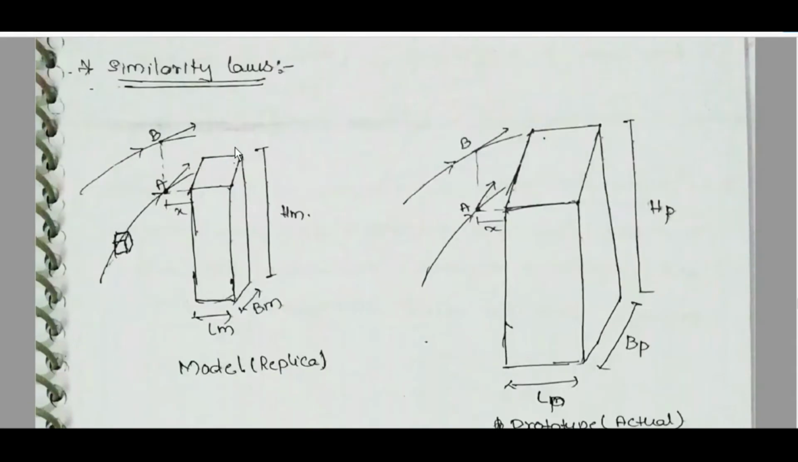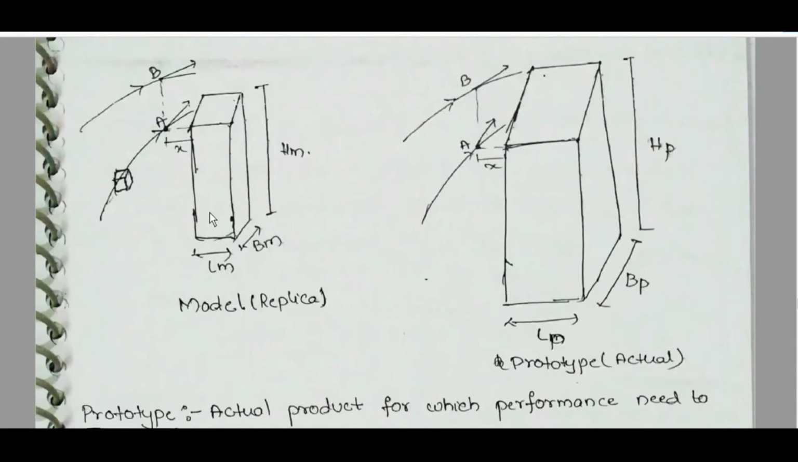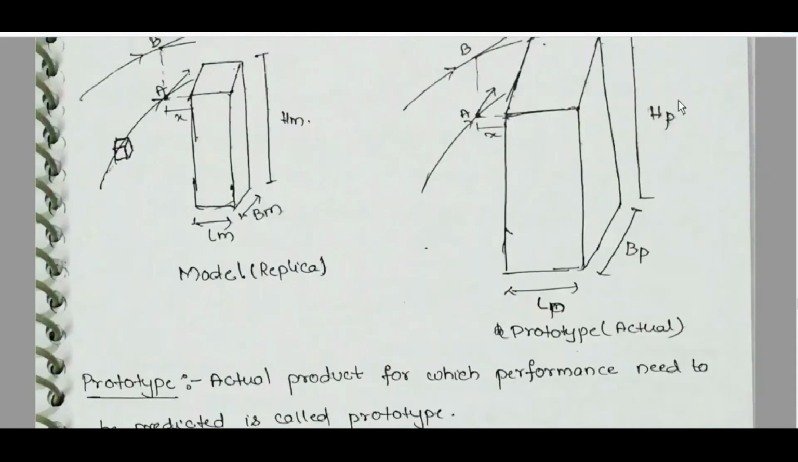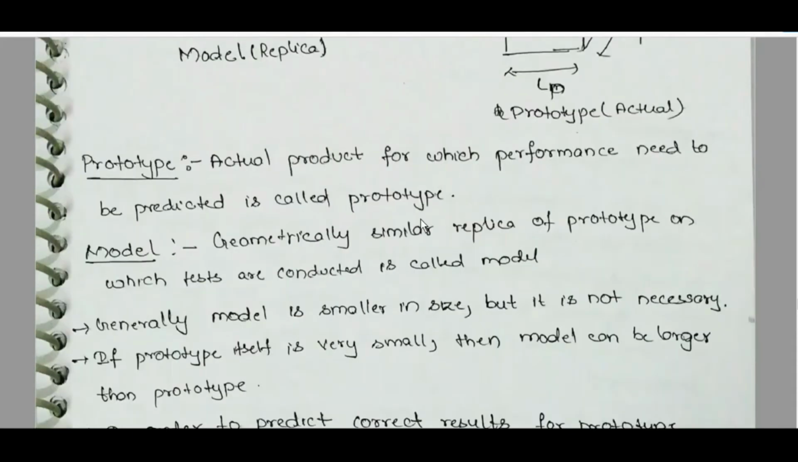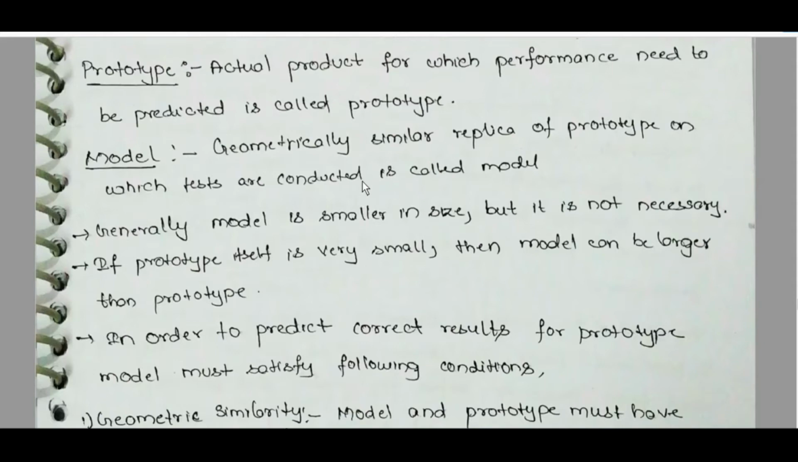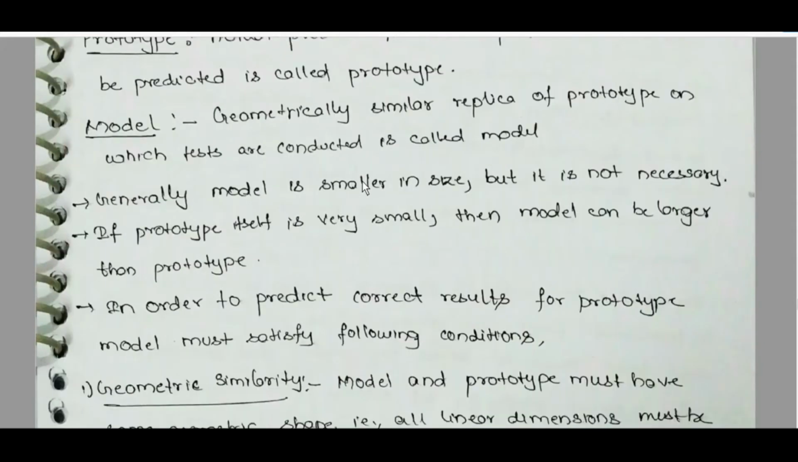Similarity laws. The model is a replica: LM, BM, HM. The prototype is the actual product: LP, BP, HP. The prototype is the actual product for which performance needs to be predicted. The model is a geometrically similar replica of the prototype on which tests are to be conducted. Generally, the model is smaller in size, but it is not necessary. If the prototype itself is very small, then the model can be larger than the prototype.